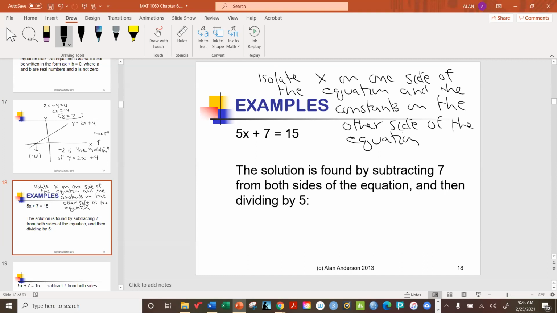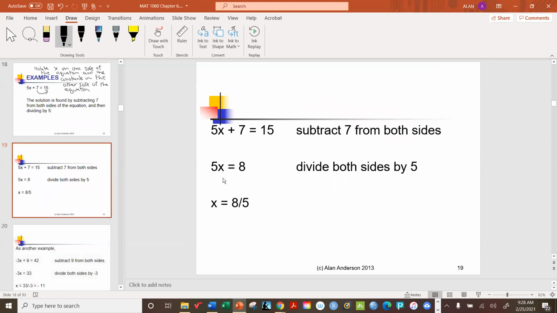So like here, for example, it's pretty clear that you want to get the 7 over here to start with, just as a starting point. And how do you get it over there? You want to subtract it from both sides so that it drops out from the left-hand side. So let's see how that works. So you subtract the 7, and so these drop out, and you're left with 5x equals 8.